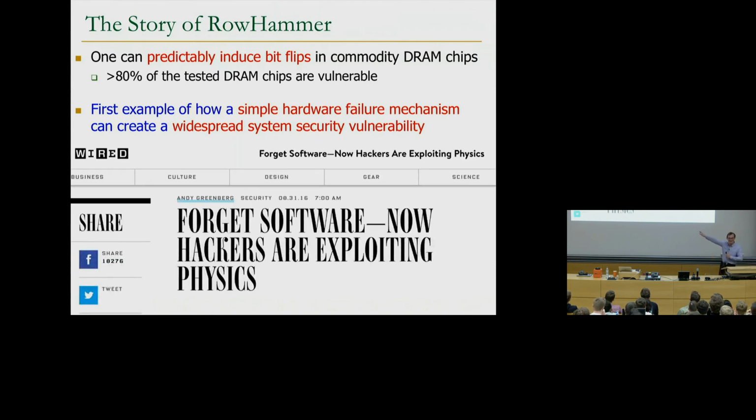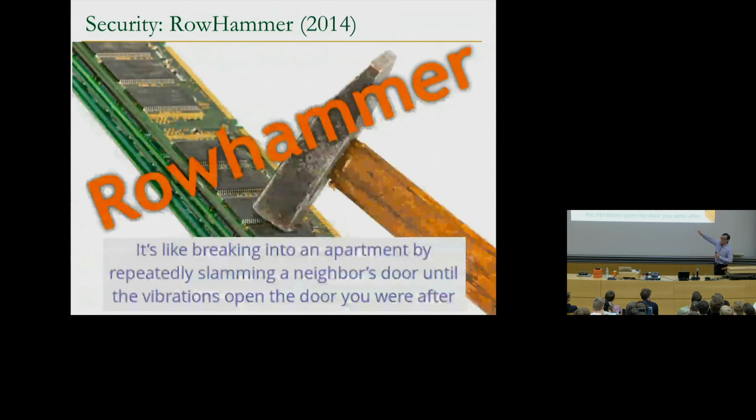People are writing articles that say, forget software, now hackers are exploiting physics. And this is really about physics in the end, because you're really accessing some location, and the fact that you're accessing this location is affecting some other location that you don't even have permissions to touch. Okay, some famous hacker on the internet, after this row hammer was exposed, tweeted: it's like breaking into an apartment by repeatedly slamming a neighbor's door until the vibrations open the door that you were after.